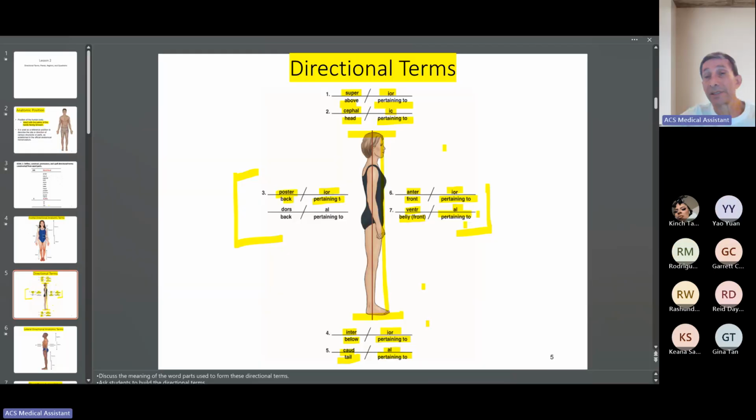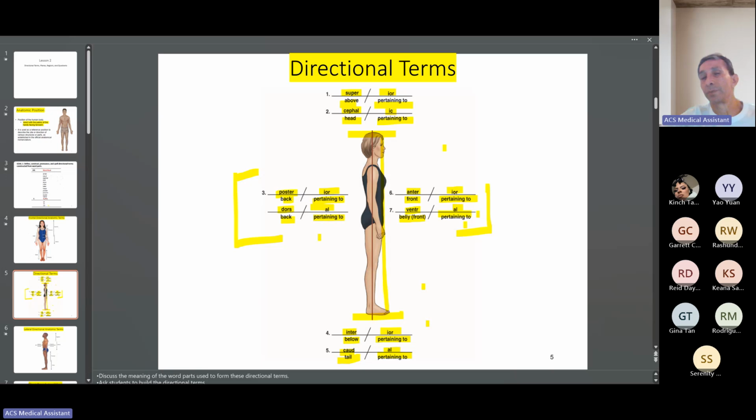What we've been using all this time: superior, anterior, inferior. The ending "-ior" means pertaining to. Then we have the other one that is not commonly used, but we are familiar with, which is dors-, dorso-, or dorsal. Remember, it means back, the posterior part. And "-al," we know already that it means pertaining to.